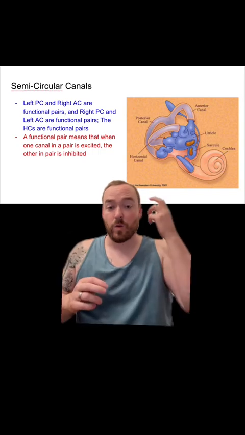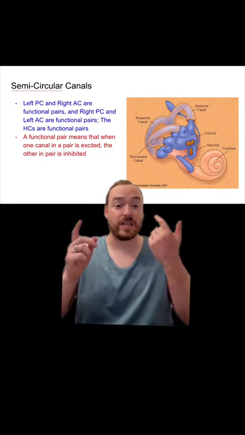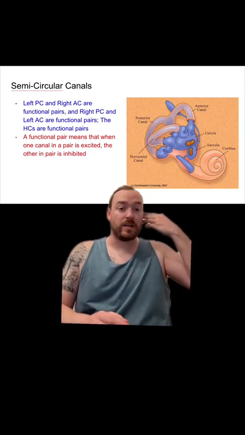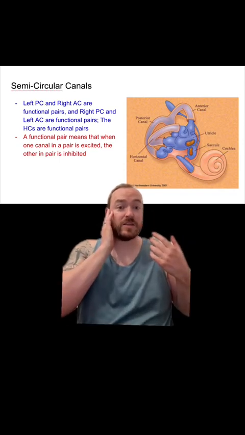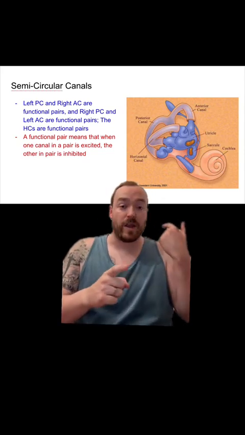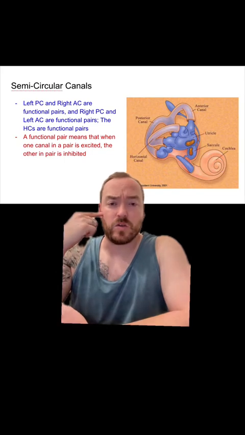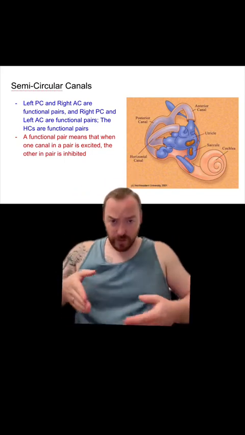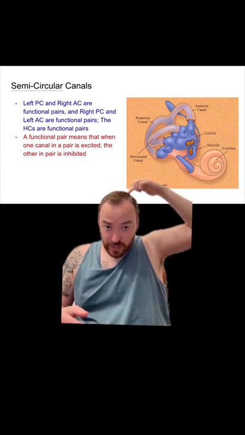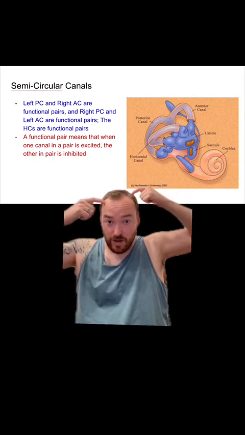And so when one side is excited, the other side is inhibited, so that way the signal is telling me when I turn my head to the right, the horizontal canal is excited, the left horizontal canal is inhibited, so that way my brain gets accurate information that we turned our head to the right. Okay, so as it says up there, the horizontal canals are functional pairs. If you looked at the top of my head and basically drew an X, that is going to show the planes that the posterior and opposite anterior canal are aligned in.